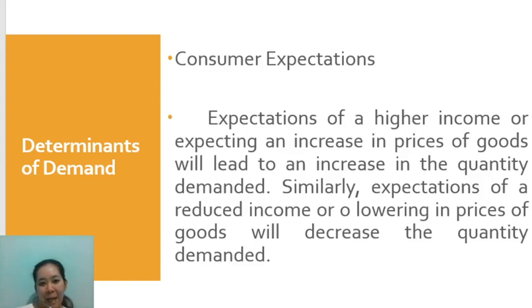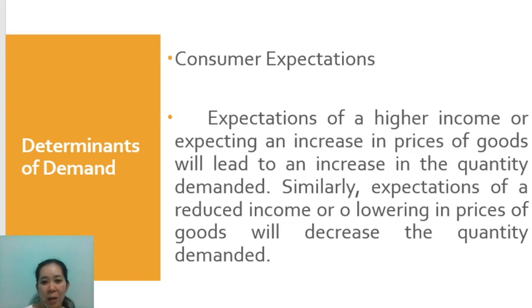The next determinant is consumer expectations. Here, expectations of a higher income, or if the consumer is expecting an increase in the prices of goods, will lead to an increase in the quantity demanded. Similarly, expectations of a reduced income or a lowering of prices of goods will also decrease the quantity demanded.